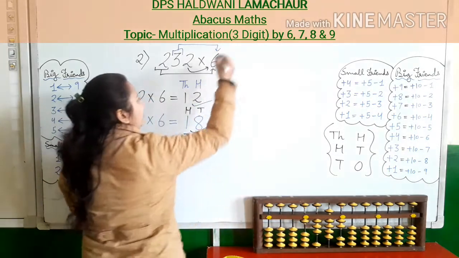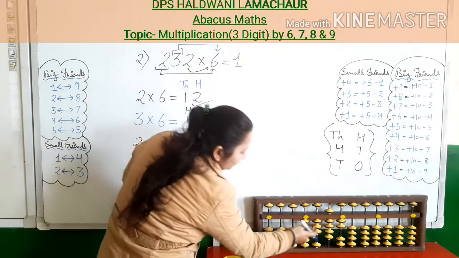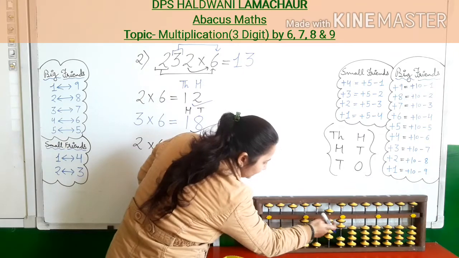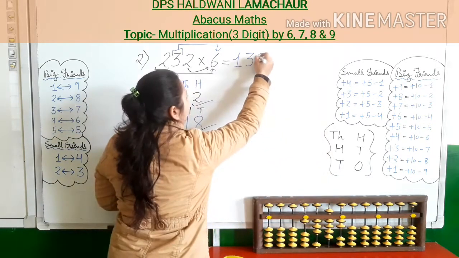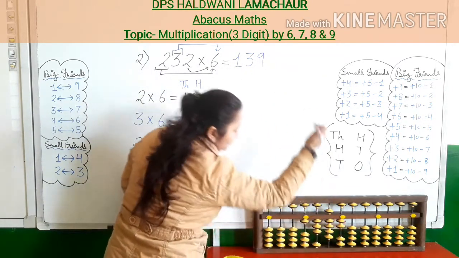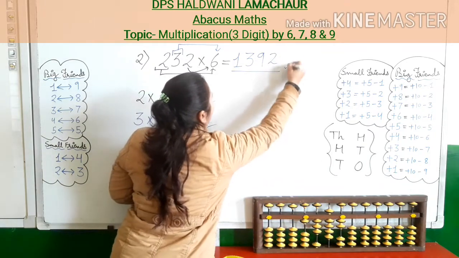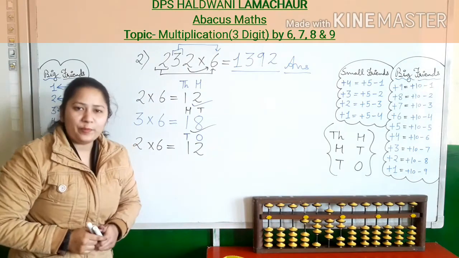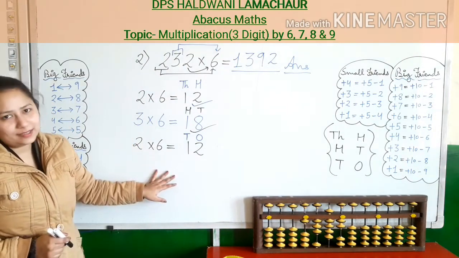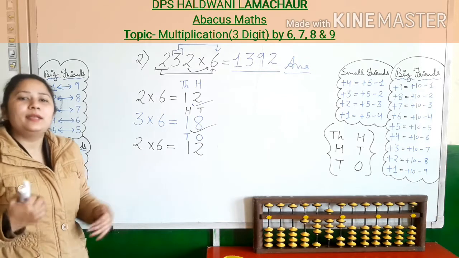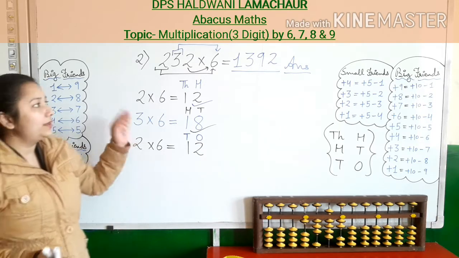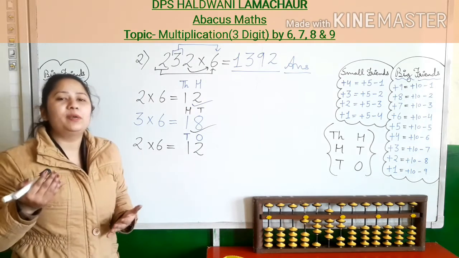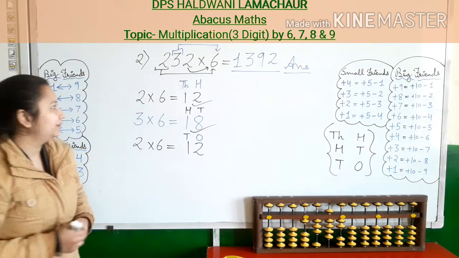Now 1 in 1000 slot. 1, 2, 3 in 100 slot. Then 5, 6, 7, 8, 9 in 10 slot. And the last 2 in 1 slot. So 1392 is your answer. I hope kids that you get this sum. Now we will move to the next sum, which is multiplication by 7. See, two sums we have done with the multiplication by 6. Now we will move to multiplication by 7.